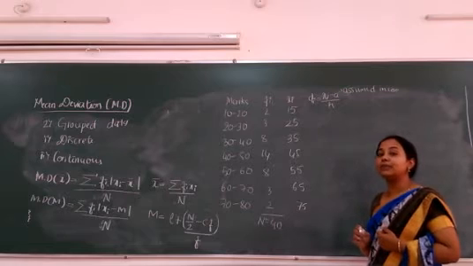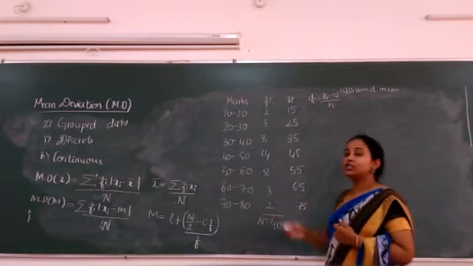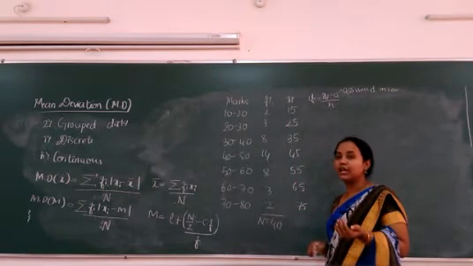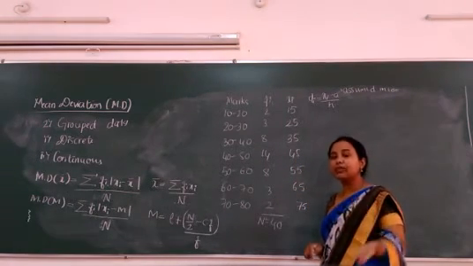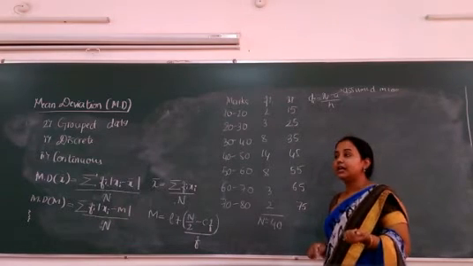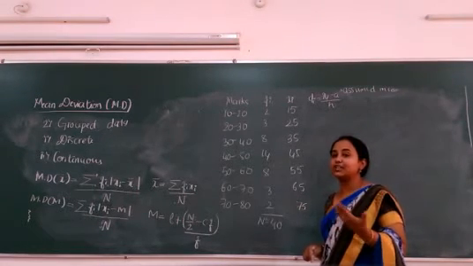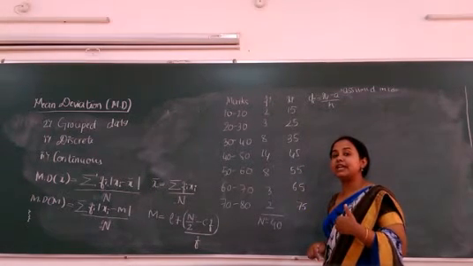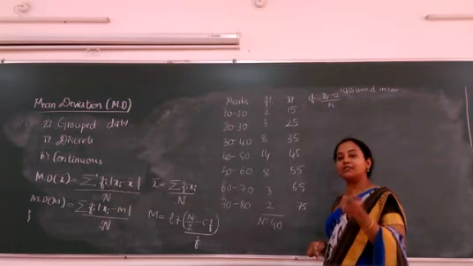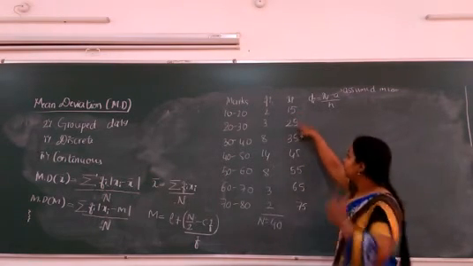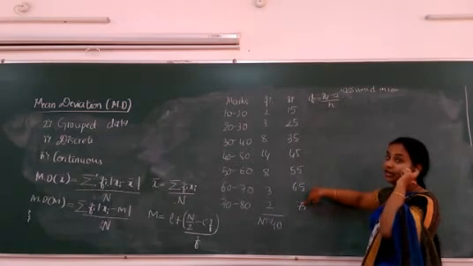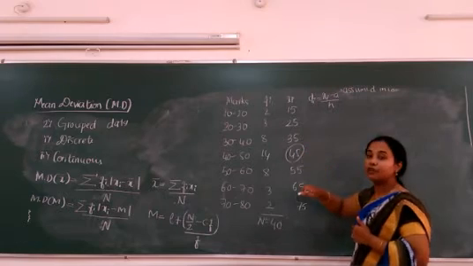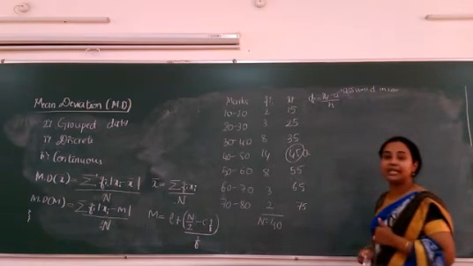What do I mean by careful? You need to choose that xi which will be the middlemost. If the x's are odd in number, you can easily choose. If the x's are even, then you can take the middlemost or any one of them. Now you see here there are 1, 2, 3, 4, 5, 6, 7 values. Which is the middlemost value? It is 45. So 45 will be our assumed mean a.